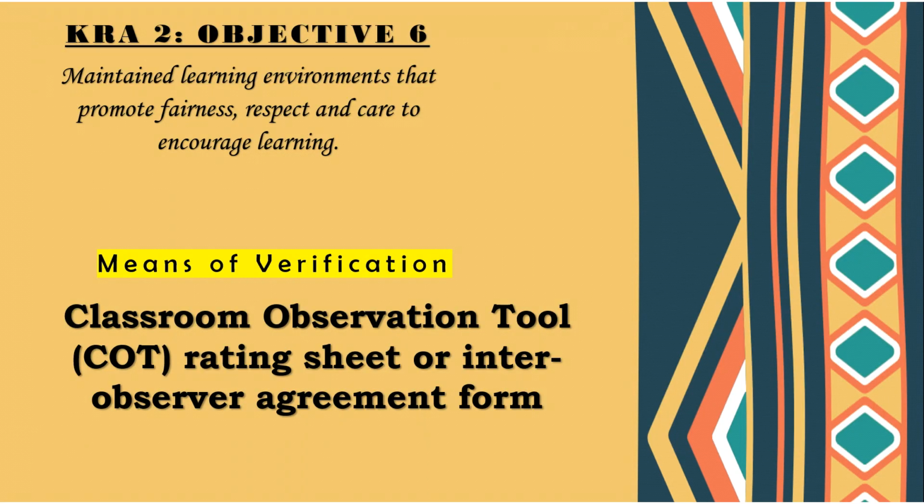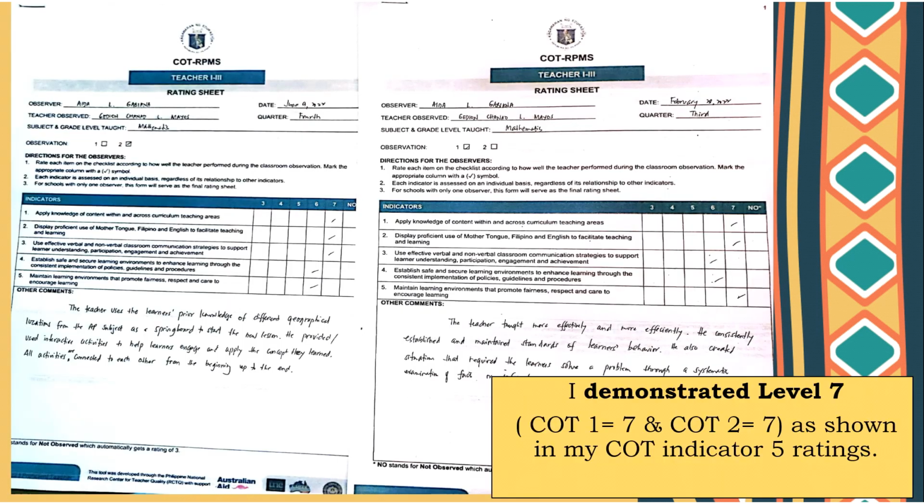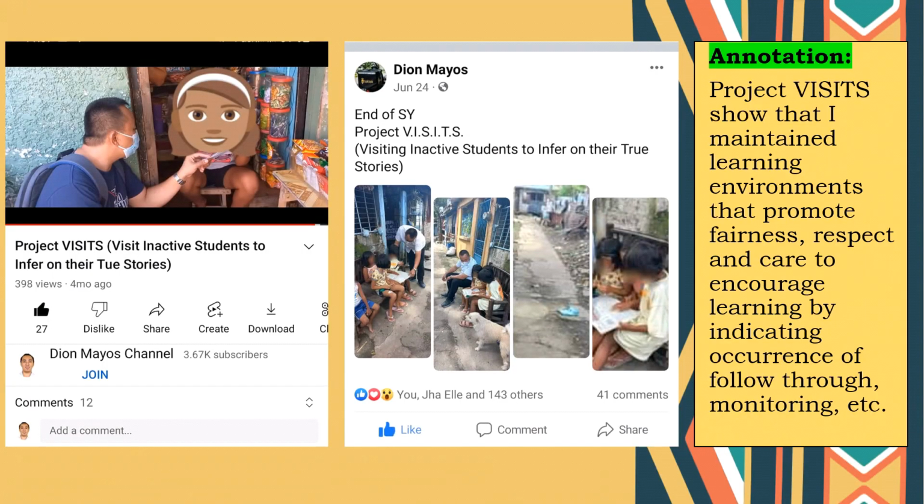Objective 6. Maintain learning environments that promote fairness, respect, and care to encourage learning. Ang atin pong MOV ay dalawang rating sheet. I demonstrated level 7 as shown in my COT indicator 5 ratings. Kino-complement po ng dalawang picture po na ito, project visits. Project visits show that I maintained learning environments that promote fairness, respect, and care to encourage learning by indicating occurrence of follow-through, monitoring, etc. So dito po sa project visits po na ito po ay personal po nating ginawang project para ma-monitor at ma-encourage po ang mga bata na mag-aral para maiwasan ang dropout rate ng school.